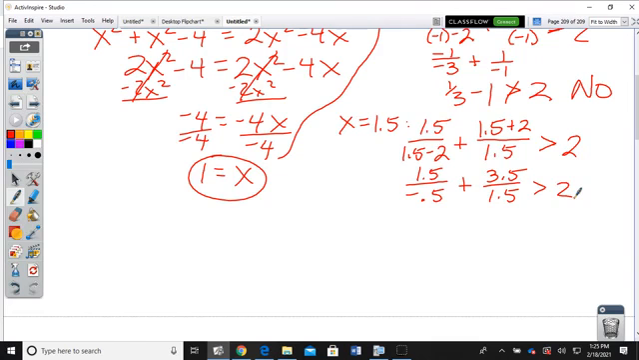Let's see if that, in fact, is greater than 2. So plug in my calculator: 1.5 divided by negative 0.5 plus 3.5 divided by 1.5. That is negative 2/3, which is not greater than 2. So let me make sure I plugged everything in correctly.